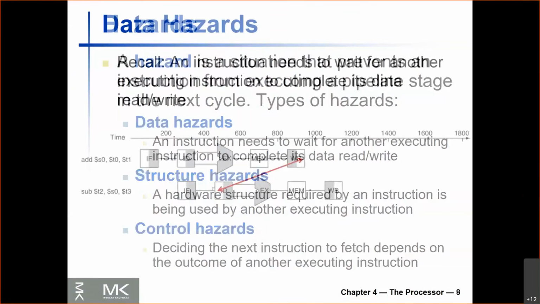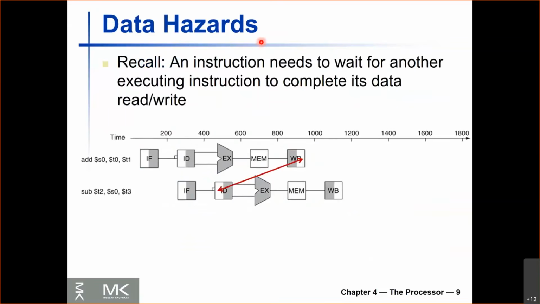So first, we saw data hazards, and we said that in this example over here, the add instruction writes S0 to the register file in cycle 5, after the 800 picoseconds. However, the subtract instruction needs to read S0 from the register file in cycle 2. So obviously, when sub tries to read S0, it's not going to have the right value, because the right value is not written until cycle 5.